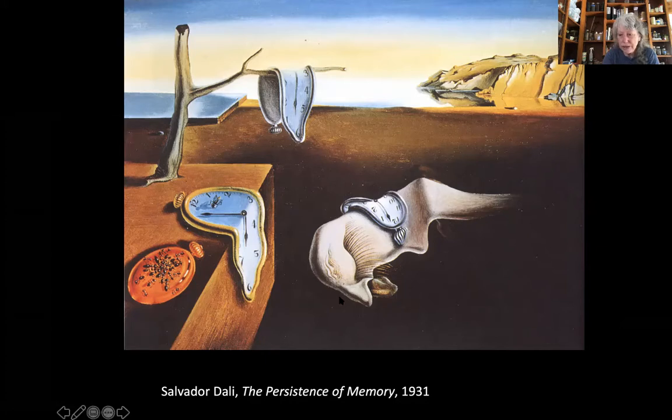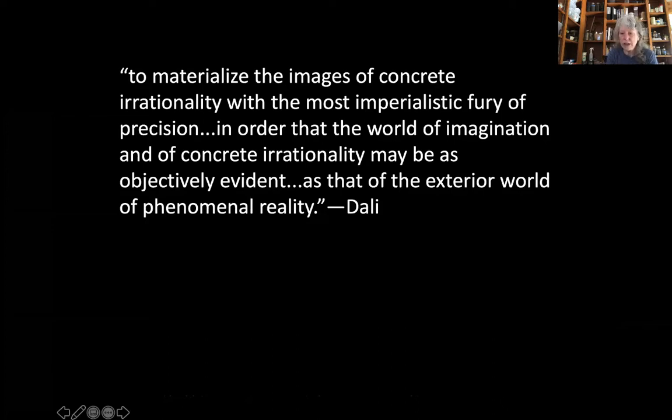So there's an interesting video in the content that you can look at, where the art historians and Sal Khan discuss this painting. All right, so here's what Dali wrote about his process and his purposes. His purpose was to materialize the images of concrete irrationality with the most imperialistic fury of precision, in order that the world of imagination and of concrete irrationality, that is, dreams, may be as objectively evident as that of the exterior world of phenomenal reality.